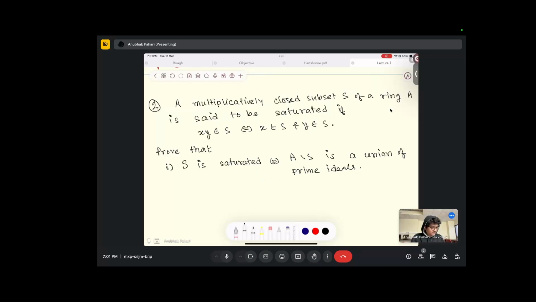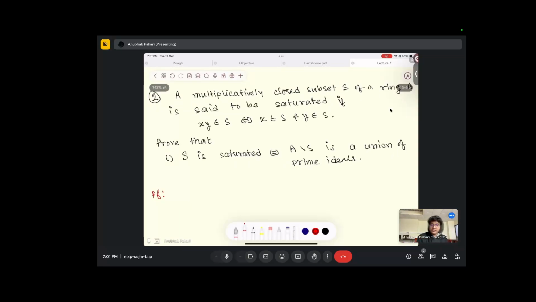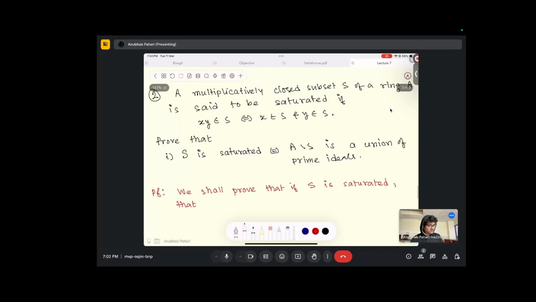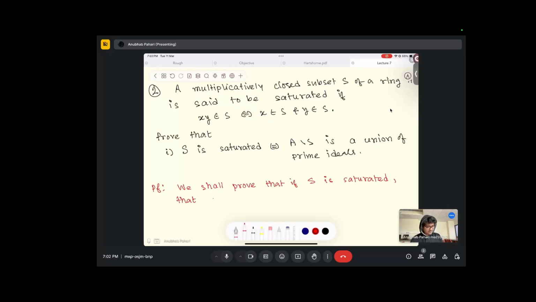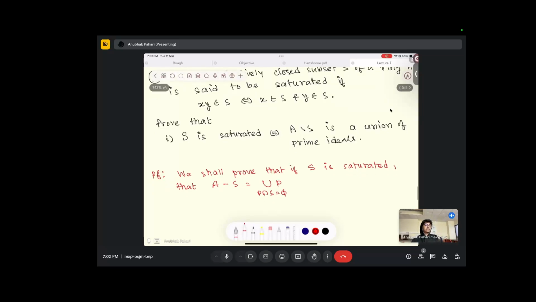So we'll be doing this theorem, that is, we shall prove that if S is saturated, then A minus S should be the union of all the prime ideals such that their intersection with the saturated set is empty.